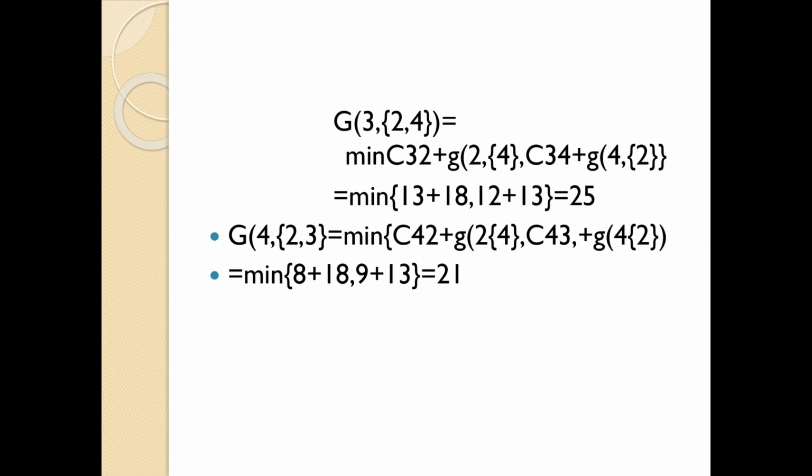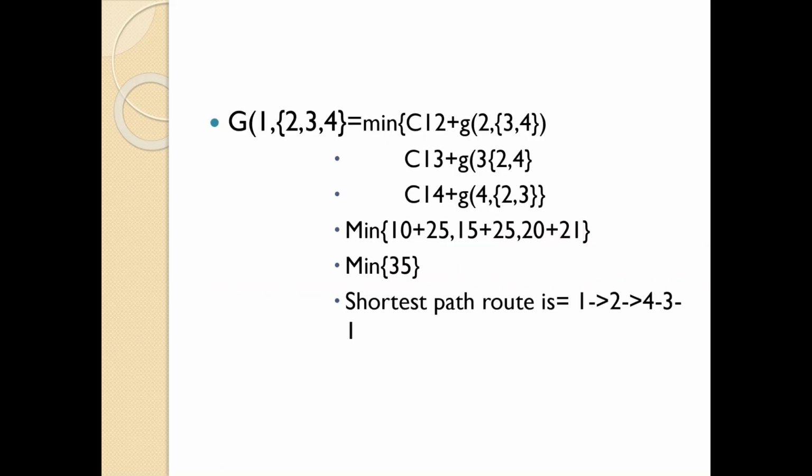Finally, we are at the last solution. We calculate the cost from 1 to the other vertices. So we take the minimum of cost of 1 2, cost of 1 3, cost of 1 4. Previously we already stored the values. By using those values we get the minimum cost equal to 35. So what is the shortest route here? The shortest route is 1 to 2, 2 to 4, 4 to 3, and again 3 to 1. So this is about the traveling salesperson problem by using dynamic programming. Thank you.